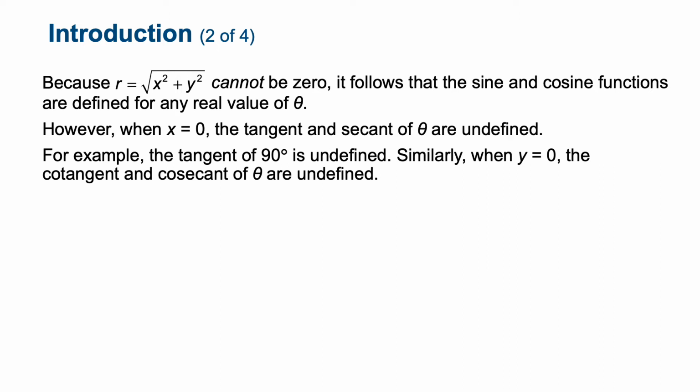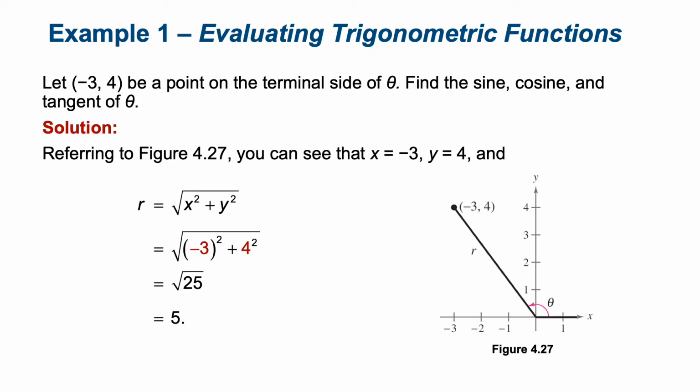However, when x is equal to 0, tangent and secant of theta are undefined. For example, tangent of 90 degrees is undefined. Similarly, when y is equal to 0, the cotangent and cosecant are undefined. Let's say we have the point (-3, 4) on the terminal side of theta. Remember, the terminal side is where the angle ends. Let's find sine, cosine, and tangent of that angle.